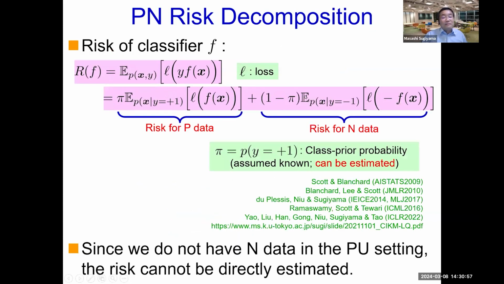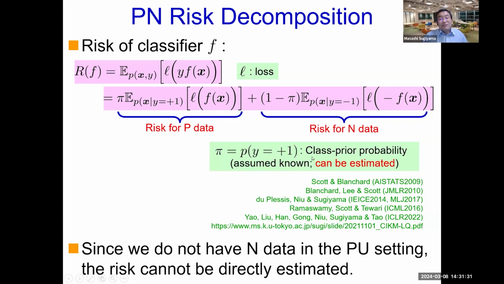So then we consider the classification risk, R of f. That was defined in this way. And by standard argument, we decompose this expected risk, expected loss function, into the positive part and negative part. Then here we have pi and 1 minus pi. And pi is the class prior probability, P of y equals +1. And today, actually, I assume this pi is known because then the discussion becomes quite simple.